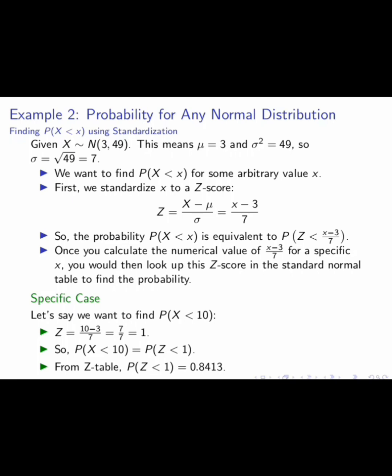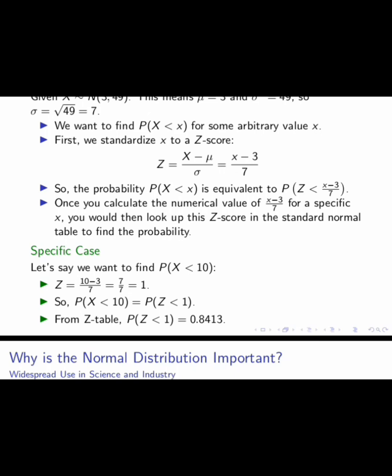For a normal distribution, there is something called the z-score, which I already explained. The z-score formula is (x minus mu) over sigma, where mu is the mean and sigma is the standard deviation. From the question, you can see that the mean is 3 and the variance is 49. But what we have in the z-score is the standard deviation, so you have to take the square root of 49 to get 7. It means that our z-score is going to be (x minus 3) divided by 7.